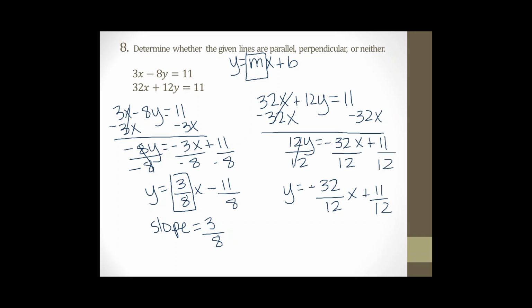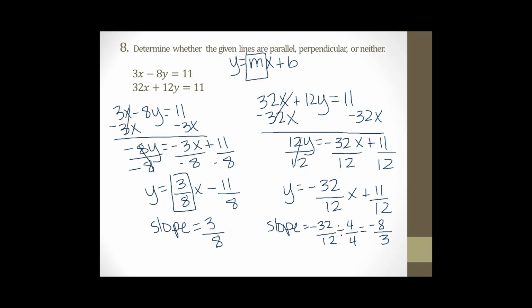Okay, so right here we see our slope right now is negative 32 over 12, but this can be reduced. It can be reduced by a common factor of 4. So if we divide the top and bottom by 4, that will give us negative 8 over 3. So the slope of the second equation is negative 8 over 3.